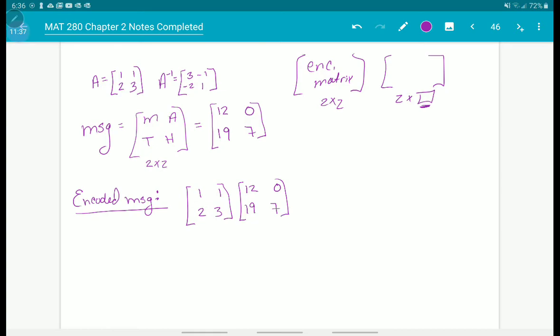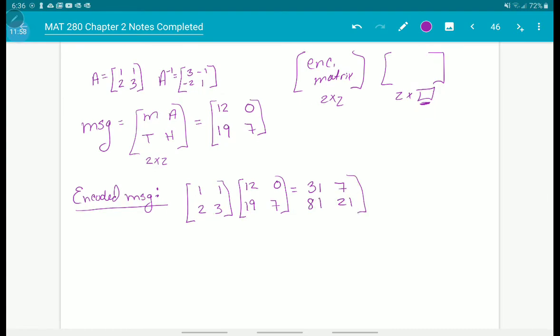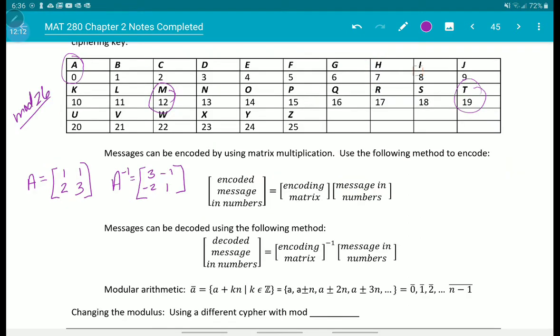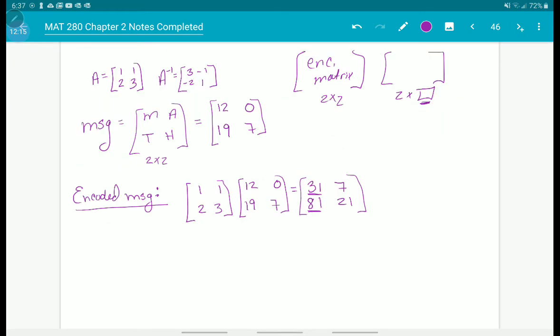So when we multiply this together, we're going to get that. So there's our encoded message in numbers. But notice that some of these numbers are outside of that table that we're using over here. This is where the modular arithmetic is going to come in. So we're going to convert this using our mod 26.